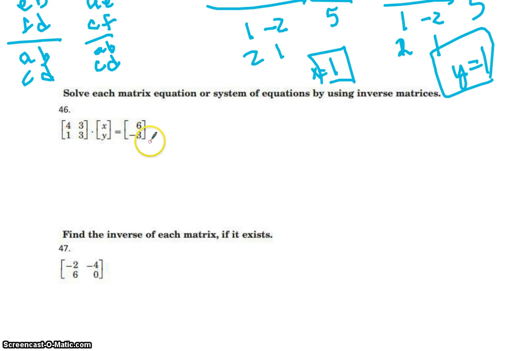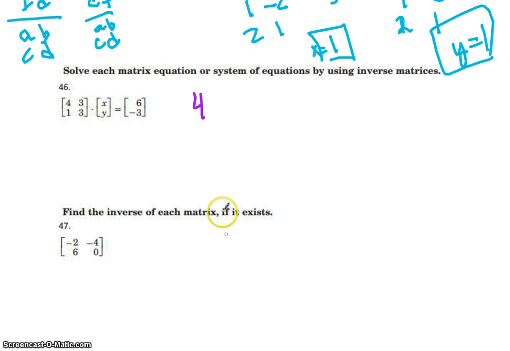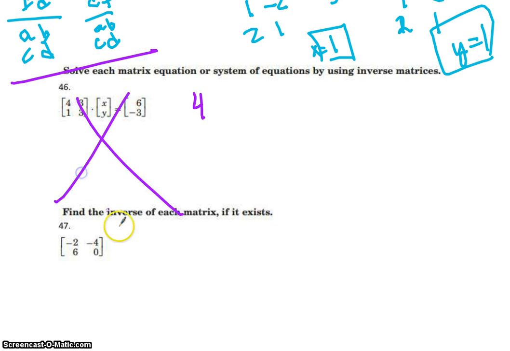46, solve each matrix by using inverse matrices. Set up your two equations. Okay, like we were multiplying. This is going to become, okay, I'll tell you what, we're going to call it a moment of weakness. Everybody's tired at the end of the year, whatever you want to call it. 45 is a good round number to end our review on, so we're going to skip 46 and 47. I will not put them on the semester exam.